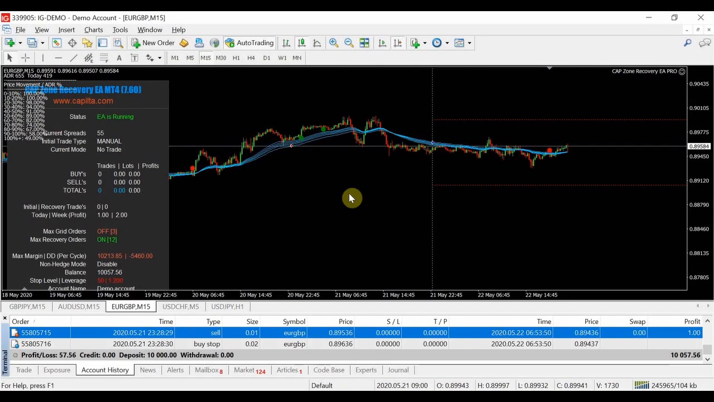It's Friday evening here in the UK, and the markets are officially closed. As you can see in my terminal, the euro pound order has closed out in a profit. This pair just ranged all day, only doing 42 pips, and thankfully it didn't open a recovery trade and did go down eventually to hit my take profit target.